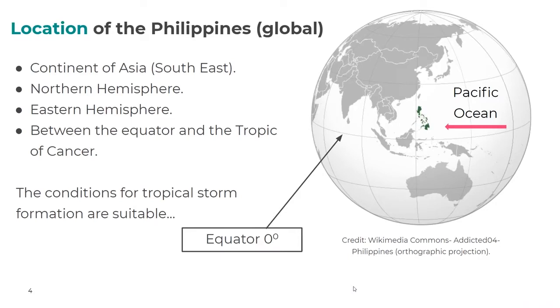So let's first consider the location of the Philippines on a global scale. The Philippines is located on the continent of Asia, or Southeast Asia to be specific, in the Northern Hemisphere because it's north of the equator, and also in the Eastern Hemisphere. The Philippines is located between the equator and the Tropic of Cancer. And the Philippines is actually located in an area of the world where the conditions for tropical storm formation are really suitable. So tropical storms will form in the east and they will travel westwards towards the Philippines.